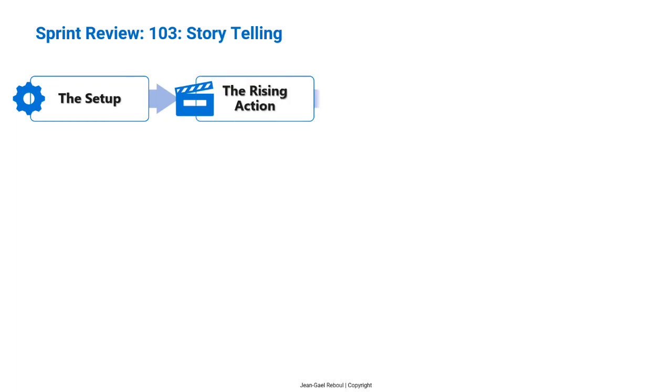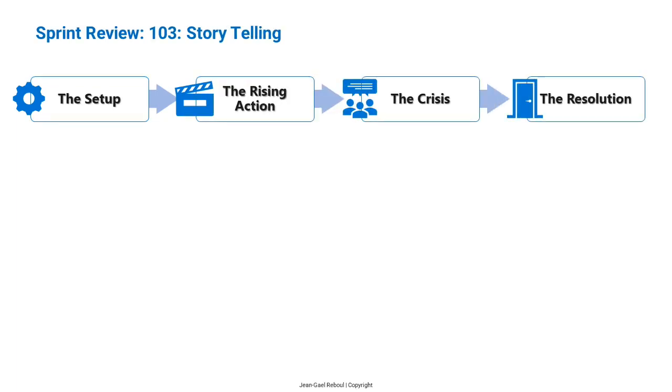And to best tell a story, you need to consider the 4 parts of good storytelling. First, we have the setup. This is the opening of the story where you introduce the characters and the situation, with the necessary background information for the story to make sense.